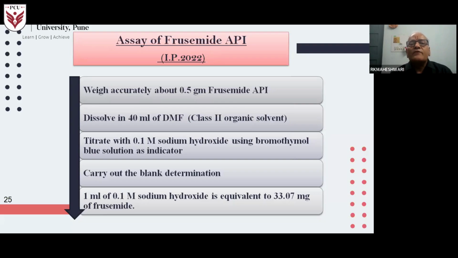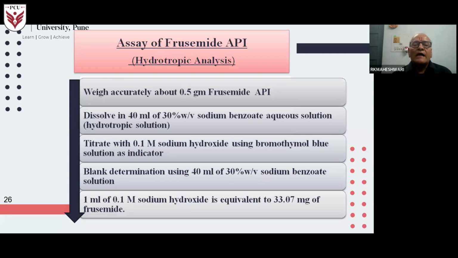Now I will give the replacement for this harmful organic solvent utilizing the solubilizing power of a safe and economic solvent. So now I am discussing this hydrotropic analysis method, green chemistry method. In this method, you will take a conical flask, transfer 0.5 gram of furosemide API powder from the 25 kg bag. Then you will dissolve this drug with the help of 40 ml of 30% weight by volume sodium benzoate solution. You will get a clear solution.